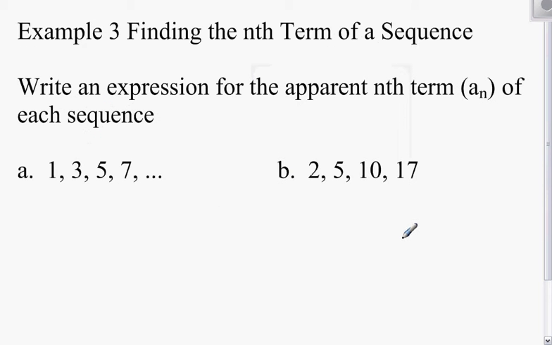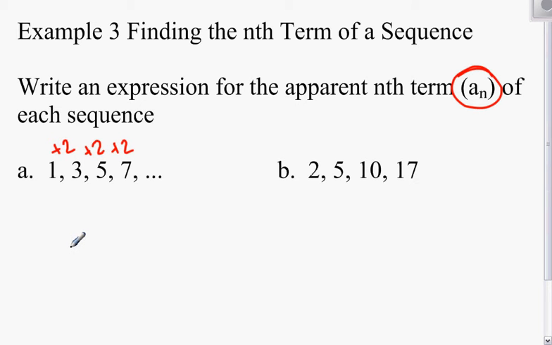Slide 7, example number 3, finding the nth term of a sequence. Write an expression for the apparent nth term, a sub n, of each sequence. Well, how do we do this? Let's look here. 1 to 3. What are we doing between 1 and 3? I think we're adding 2. Again, adding 2, adding 2. So it looks like every time we're adding 2.